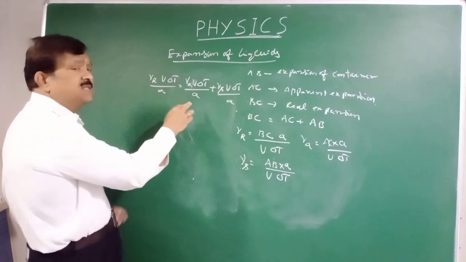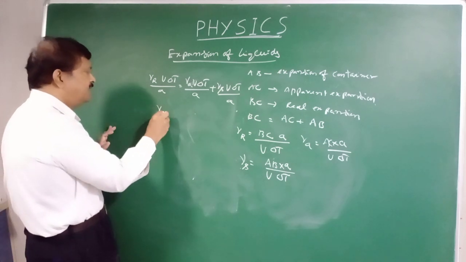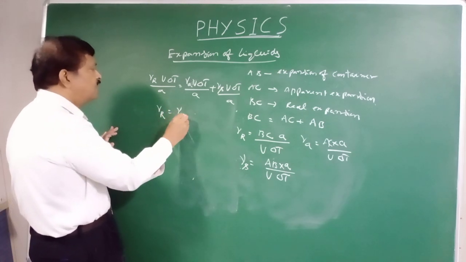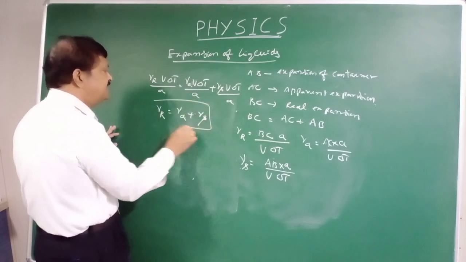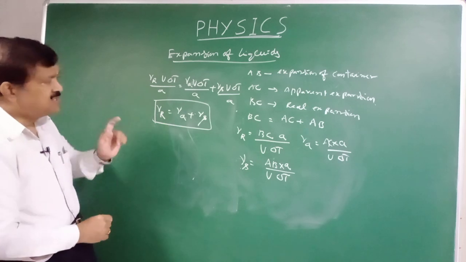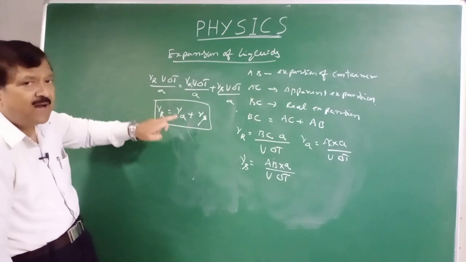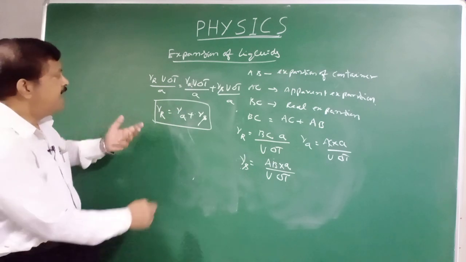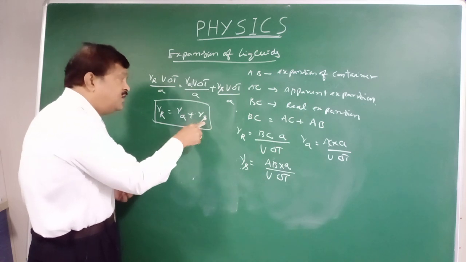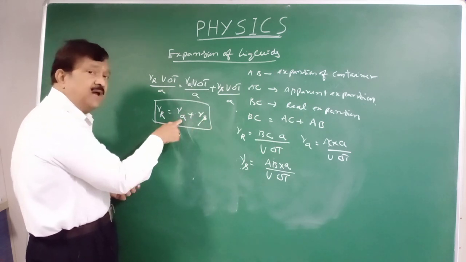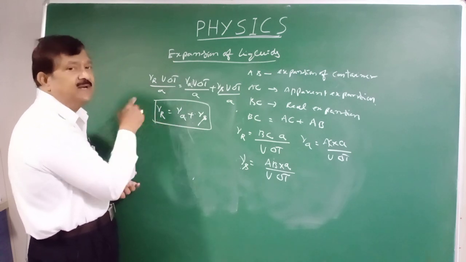So when other factors which are common on both sides are removed, the final equation we get is gamma R equal to coefficient of apparent expansion gamma A plus gamma S. This is an important relation which gives the relation between coefficient of real expansion and coefficient of apparent expansion. So gamma R equal to gamma A plus gamma S. This is the volume expansion of the container, this is the apparent expansion of the liquid, and this is the real expansion of the liquid.